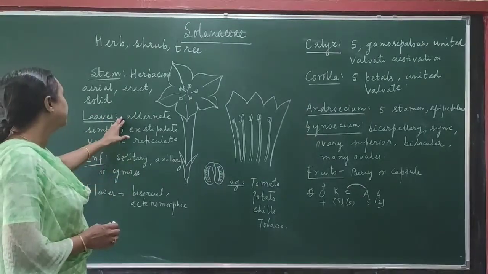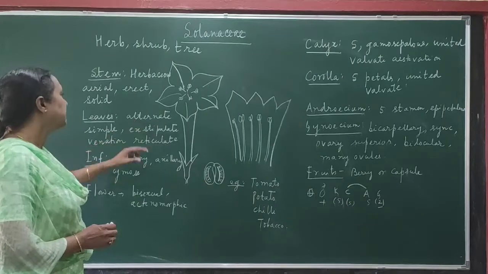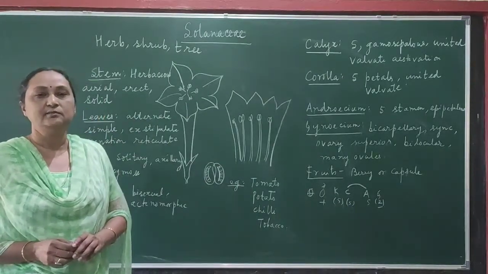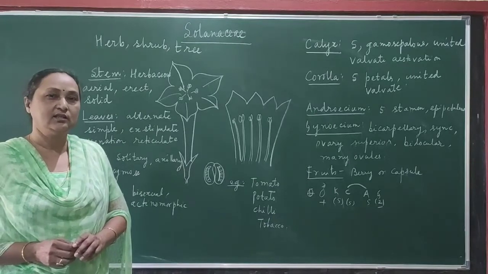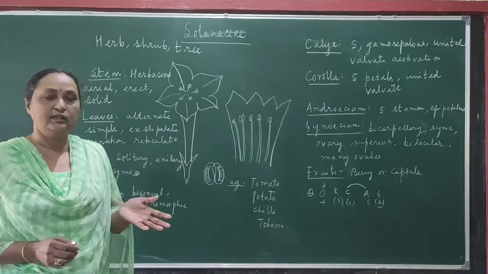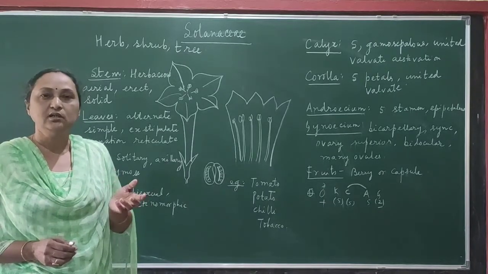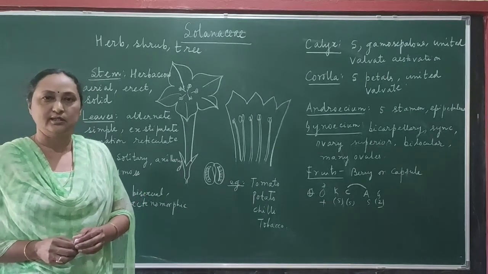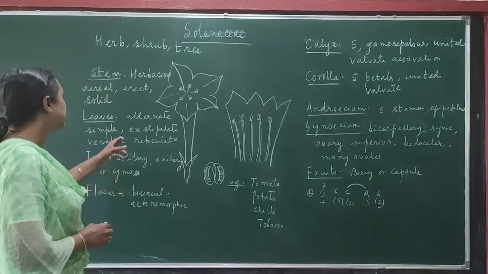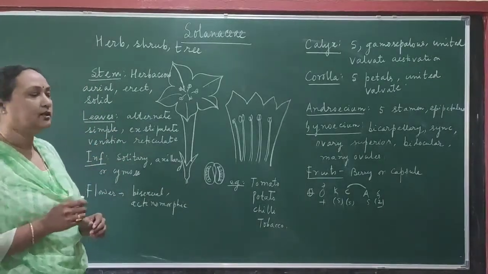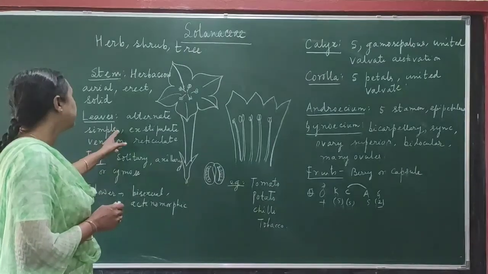Then what kind of leaves are present? The arrangement of the leaf is alternate. In phyllotaxy you have studied that leaves can be arranged either in an alternate manner, or in an opposite manner, or in a whorl. So there are different kinds of phyllotaxy. So here what kind of arrangement is there? Leaves on the stem are alternately arranged. And the leaf is a simple leaf.